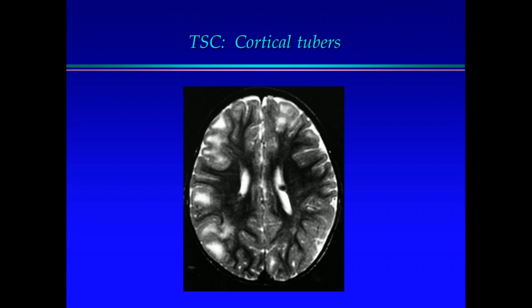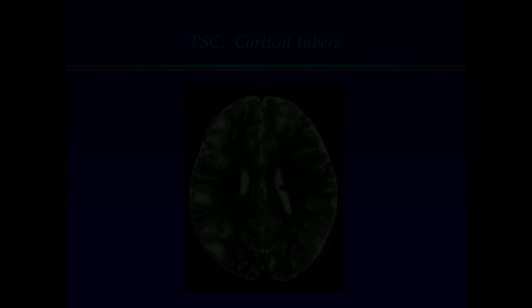So this is an axial MRI. This is an MRI image where we're looking up from the person's feet, looking at axial images. So what you see here is the front of the head, the back of the head, and then this is the brain. And you can see these areas of bright signal. Those are cortical tubers, and we're going to talk about tubers in a minute. And then this is the ventricle.